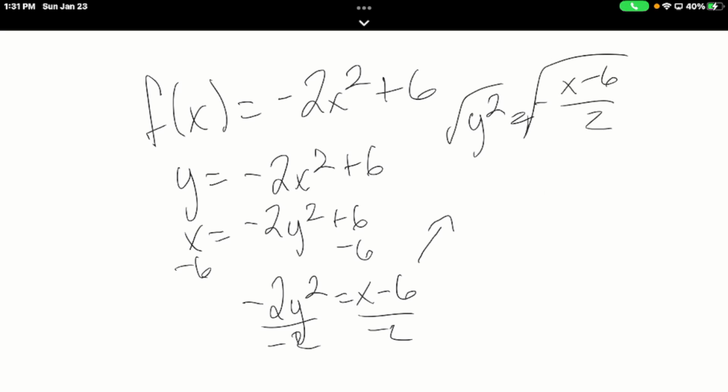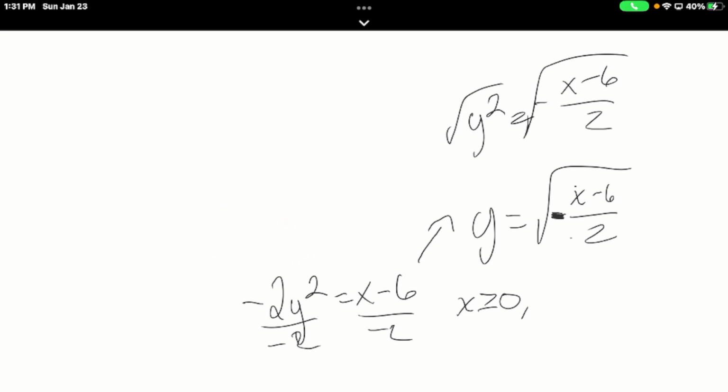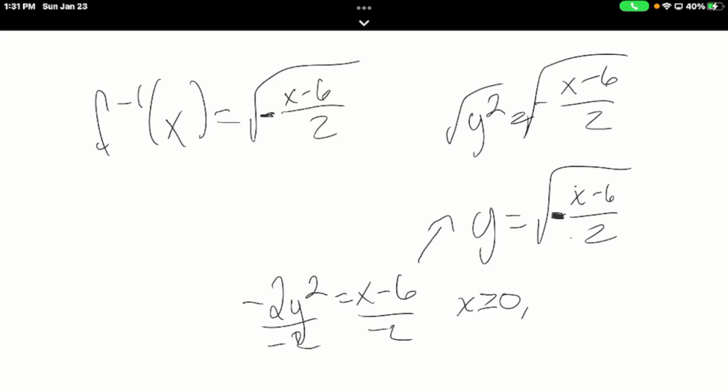Then I'm going to square root both sides. So I got y equals square root negative x minus 6 over 2. That negative is on the side of the fraction, okay? You could put it with the negative 2 if you want, or you can keep it on the side. It doesn't matter, okay? And since I'm going to restrict my domain to x greater than or equal to 0, I only care about the positive root, okay? So now for my inverse, I'm going to replace the y with the inverse notation, which gives me f inverse of x being equal to the square root of negative x minus 6 over 2. Okay? That's how you would find the inverse of that quadratic.